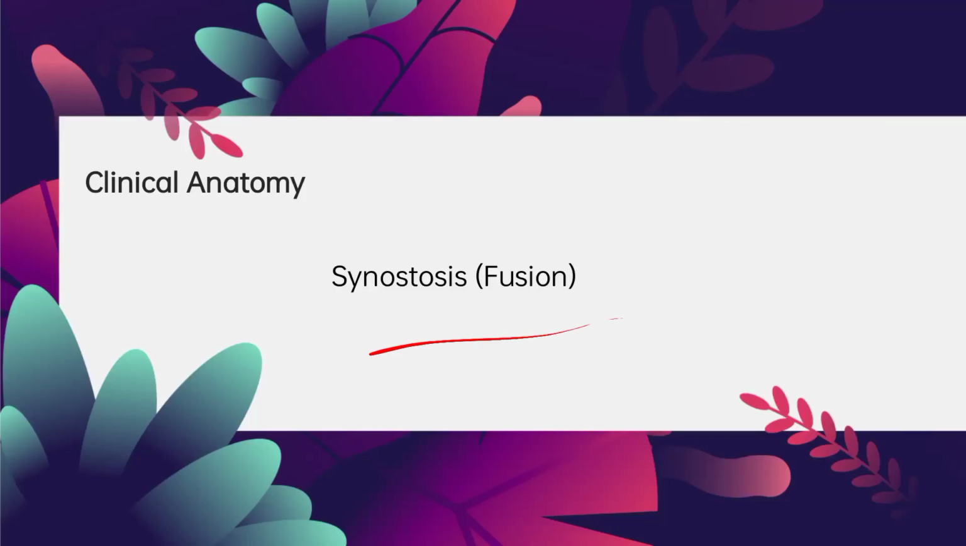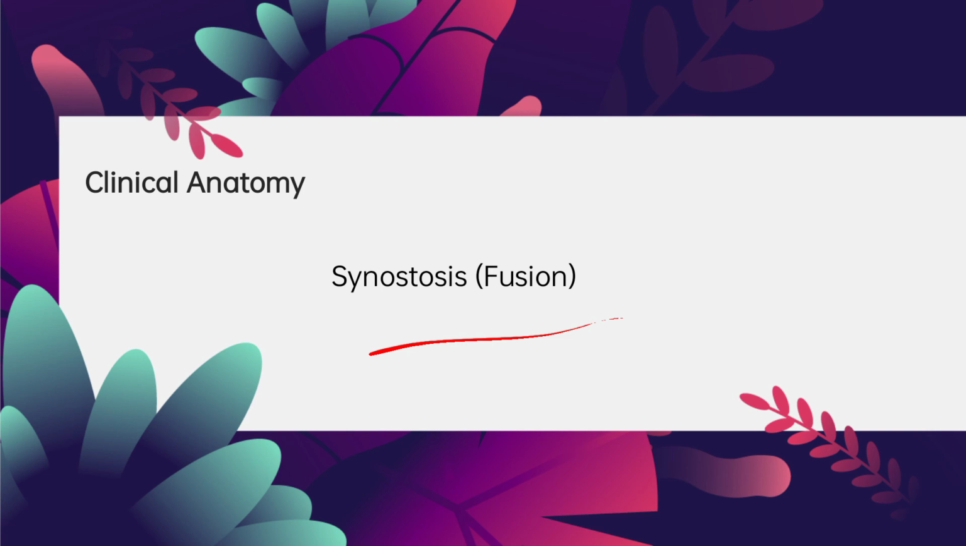Alright. So clinical anatomy now. Supination and pronation. During supination, the palm is facing upwards. The radius and ulna lie parallel to each other. During pronation, when the palm is facing towards the floor, the radius crosses over the ulna.